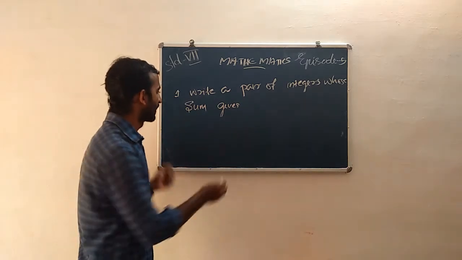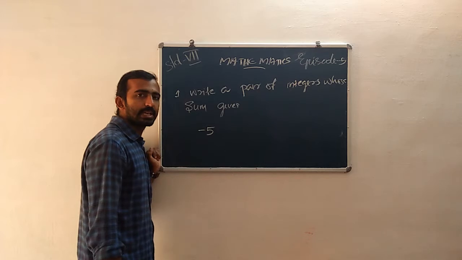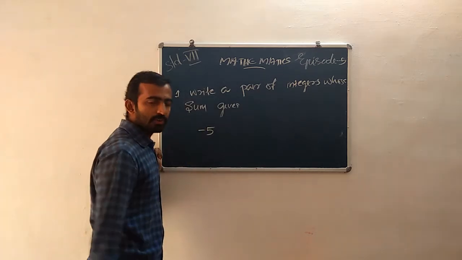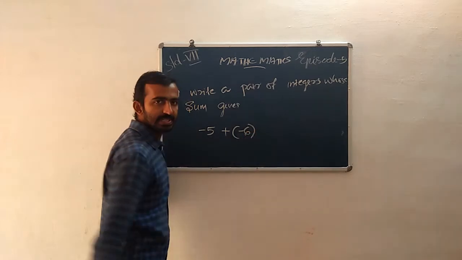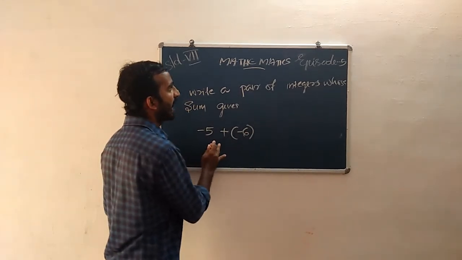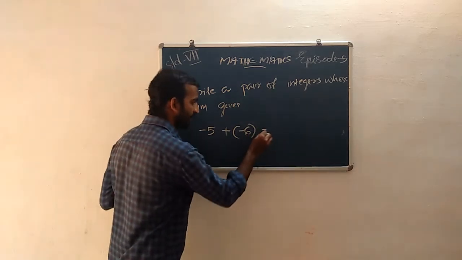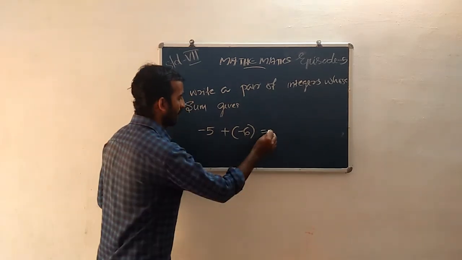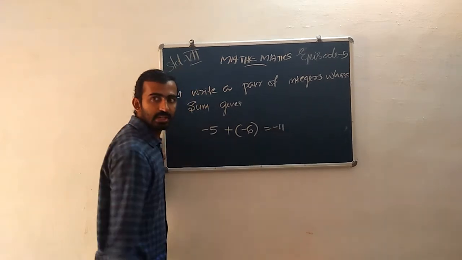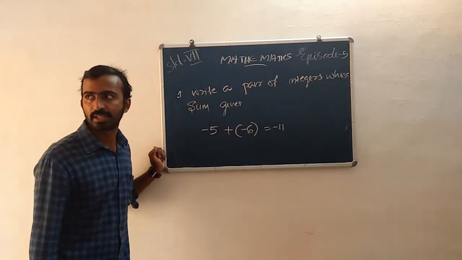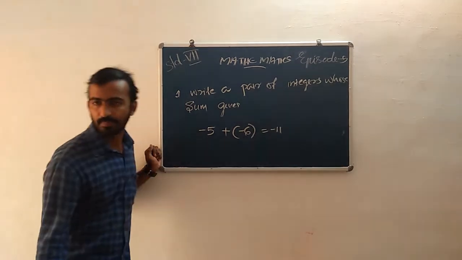That is, we can take negative 5 plus negative 6. When we add, we get the answer negative 11. Is it correct? We get the answer negative 11.